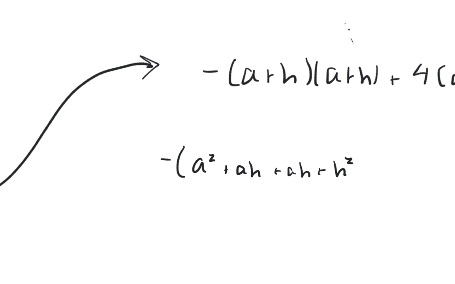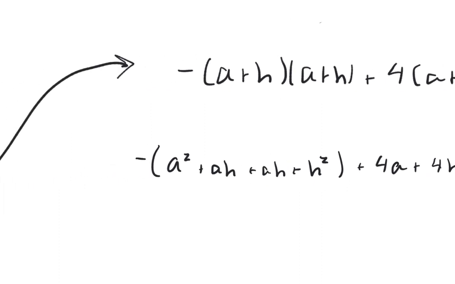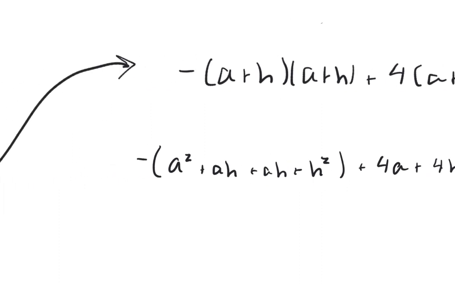Next, we are going to multiply that 4 by the a plus h. And that'll just be 4a plus 4h. Now, I will say, make sure you're careful with this negative here. That, to this point, has not been distributed through to this portion yet. But we're going to get there, so just bear with me.